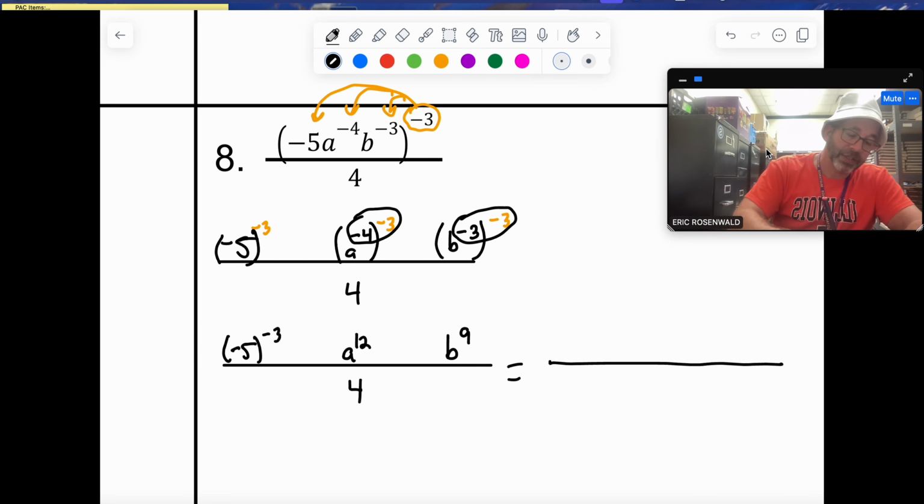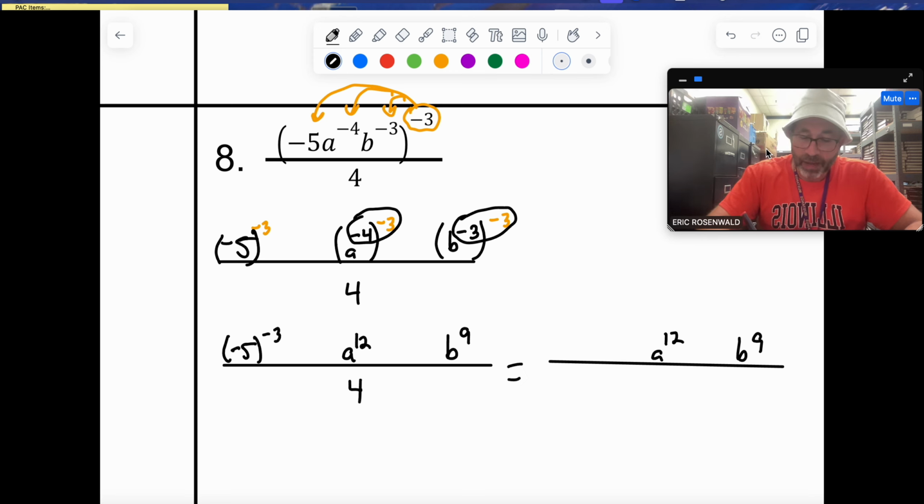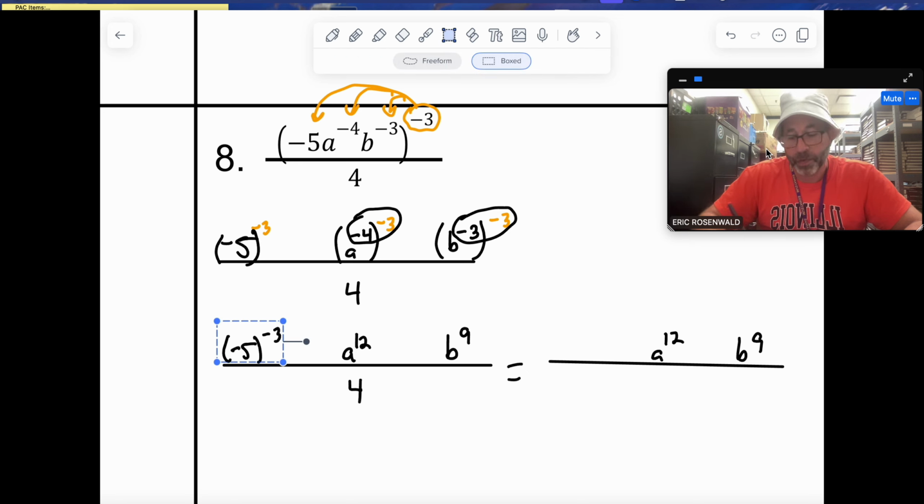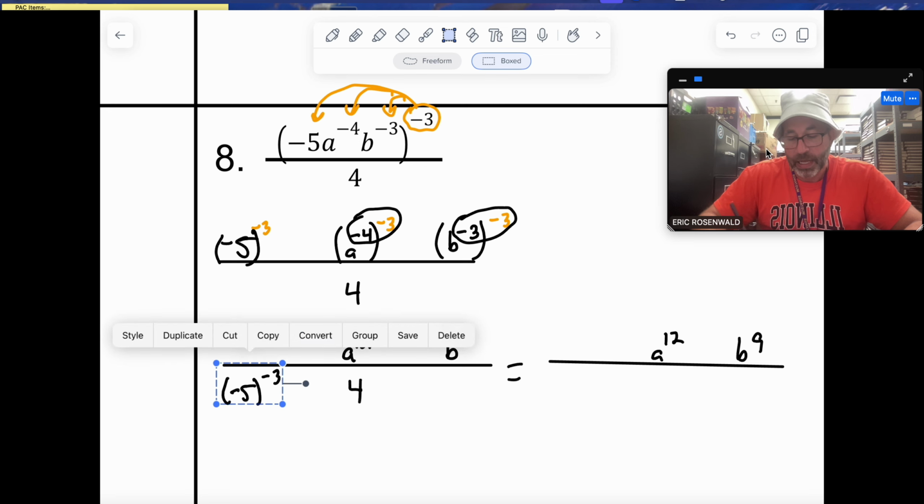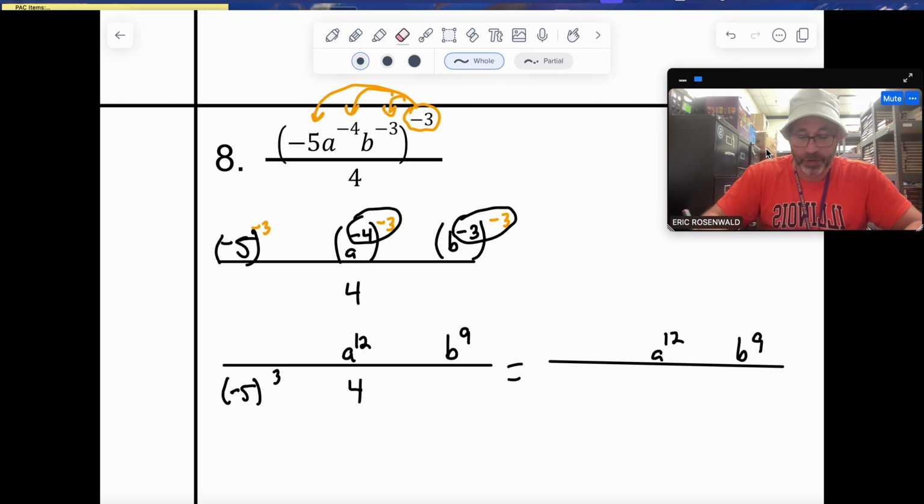So that means everything else stays exactly where it is. The a to the 12th will stay where it is. The b to the 9th is going to stay where it is. But this negative exponent we have right here, that negative 5 to the negative 3, is going to move down to the bottom, and it's going to become a positive exponent.